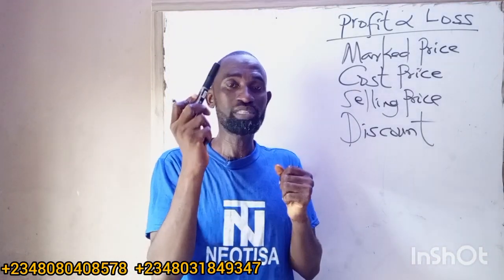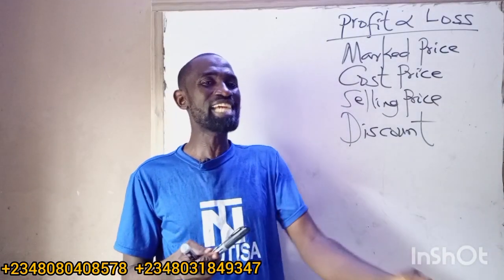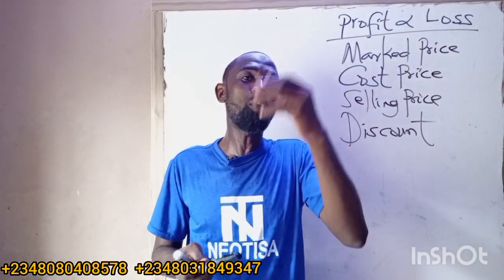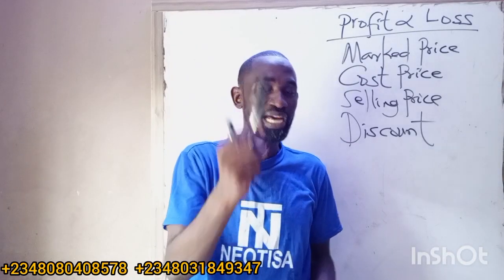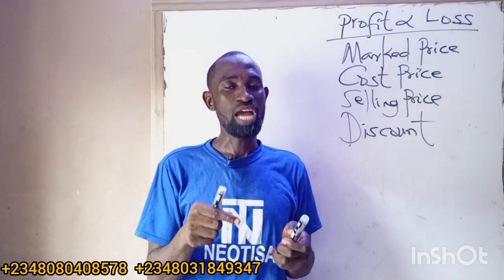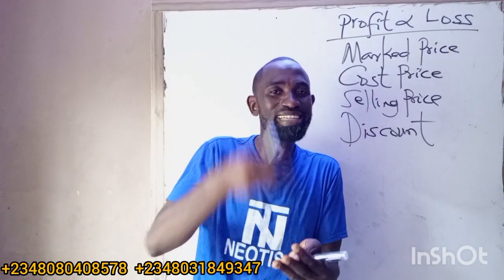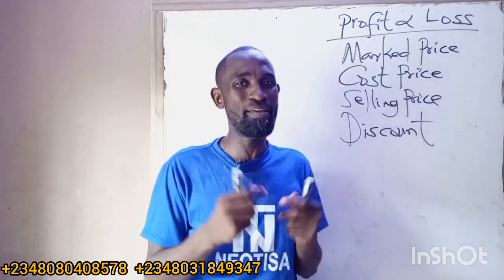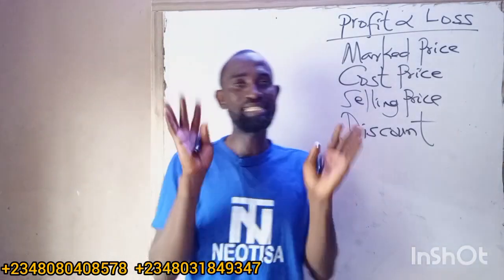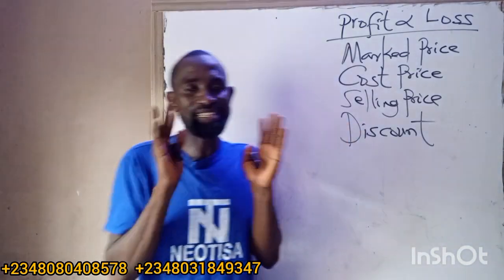To sell this marker eventually. So which implies the marked price was initially 100 naira. But the price that the marker ended up selling for is 70 naira. 70 naira is the selling price. Are you with me? So which implies I'm able to give that person a discount of 30 naira. So once there is a reduction in the marked price, that's the discount. The reduction in the marked price is the discount.